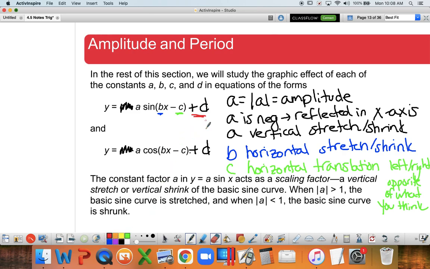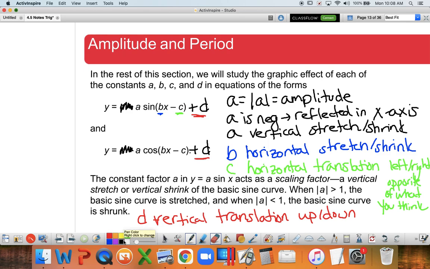And then the very last piece that I like to cover is the plus D at the end. D is going to represent your vertical translation, up or down. And that makes sense, right? If we just tack on something at the very end, I'm going to figure out what the sine curve looks like, and then I'm going to move it up or down. So let's go ahead and look at some more examples as we go through this.